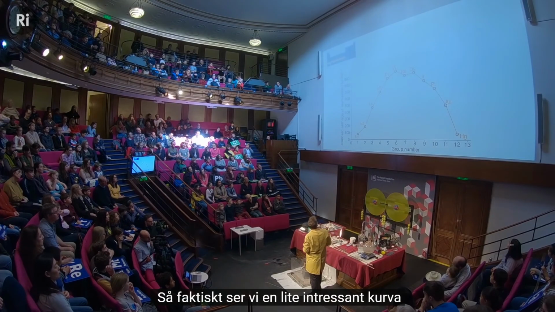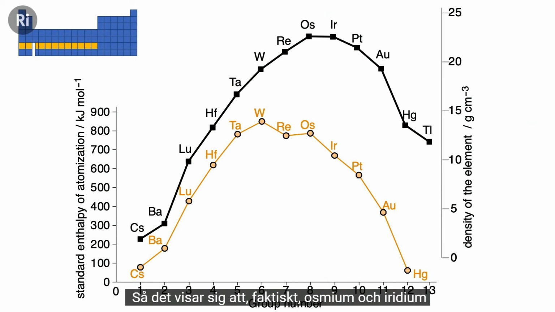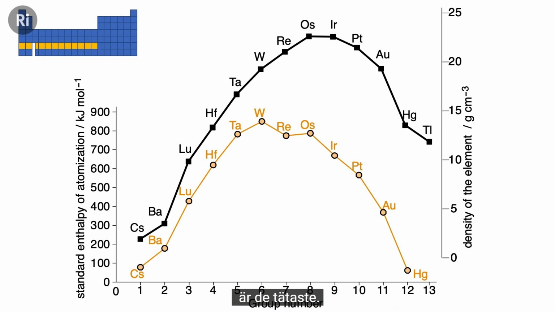So actually we see a slightly interesting curve with the densities. Even though the masses of the atoms are getting heavier, this is showing the density of the solid. There's a slight lag. So it turns out that actually osmium and iridium are the most dense ones. There's still pretty good bonding and the atoms are getting heavier.